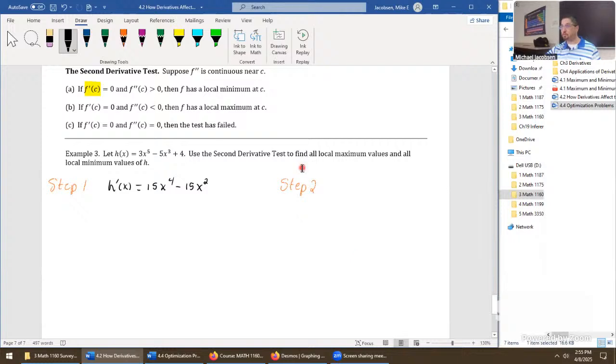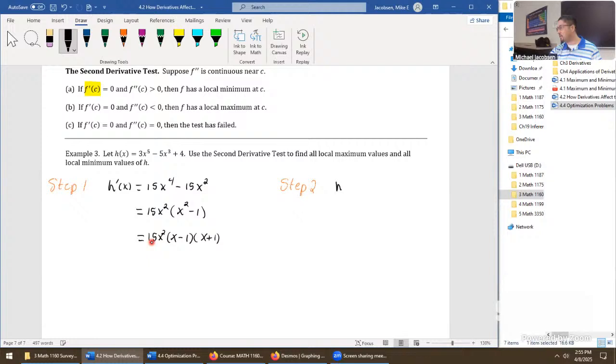Before we jump into step 2, we could stay right here and just simplify our derivative a little bit further. H prime of x is this quantity, but we can factor out 15x², leaving behind x² minus 1. So this is our new format for the derivative, h prime. We can factor inside that group to get 15x², x minus 1, x plus 1, after factoring that difference of squares. So now this is the first derivative, h prime of x, down to this line.